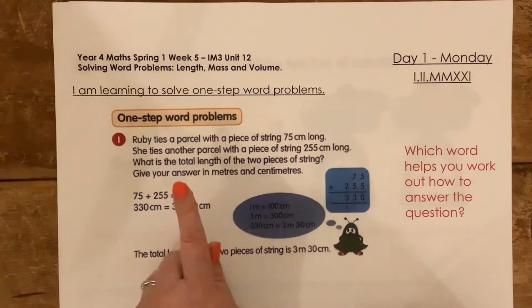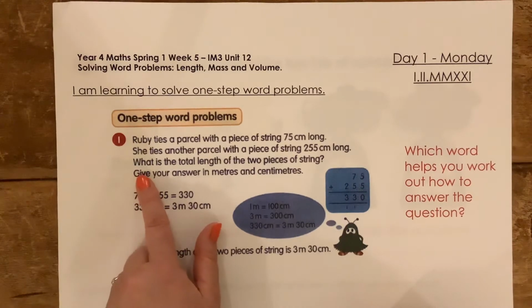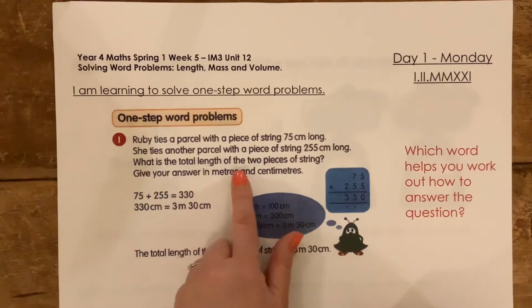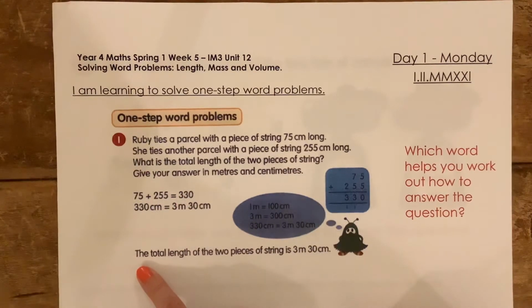And remember, when we are solving word problems, we always give our answer in a full sentence. The question was, what is the total length of the two pieces of string? So we used that question to form our sentence. The total length of the two pieces of string is 3 metres 30 centimetres.